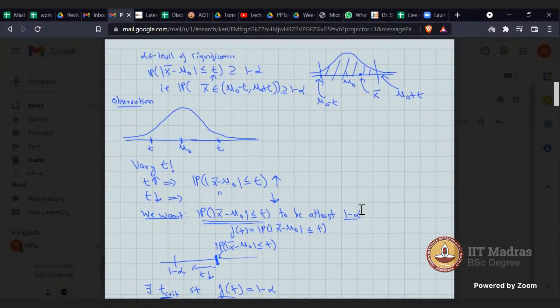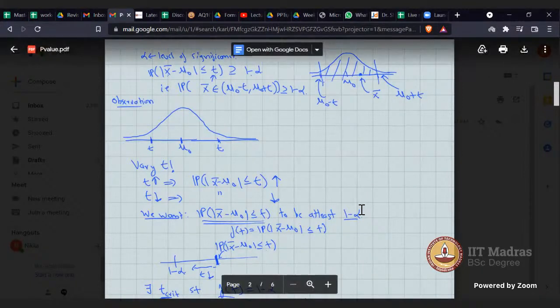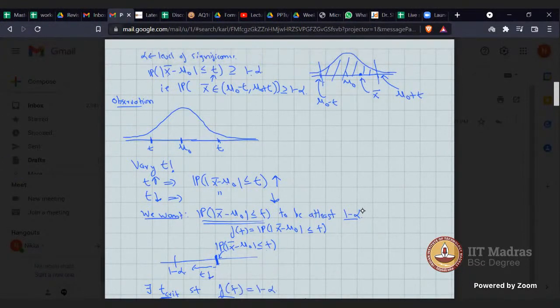So, see, we know from the weak law of large numbers and all that probability that mod of x bar minus mu naught is less than some delta. Can I draw here? No, I cannot draw here. Wait.